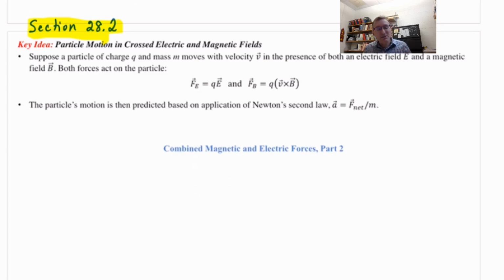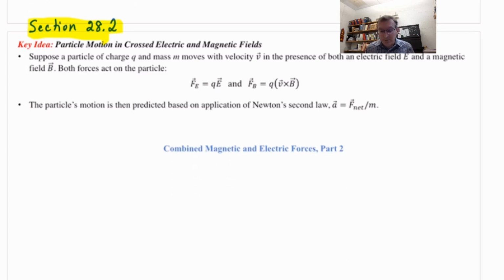Namely, we're interested in the motion of a particle with some amount of mass, m, some amount of electric charge, q, and it is immersed in both an electric field, such as you would find between the plates of a capacitor, and a magnetic field, such as you would find in the vicinity of a magnet. And we want to be able to predict how such a particle will move.